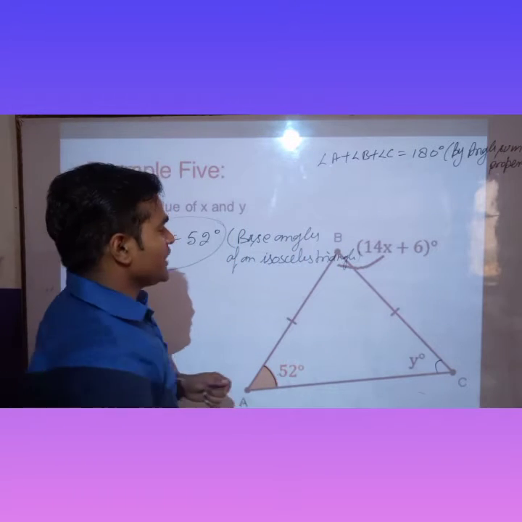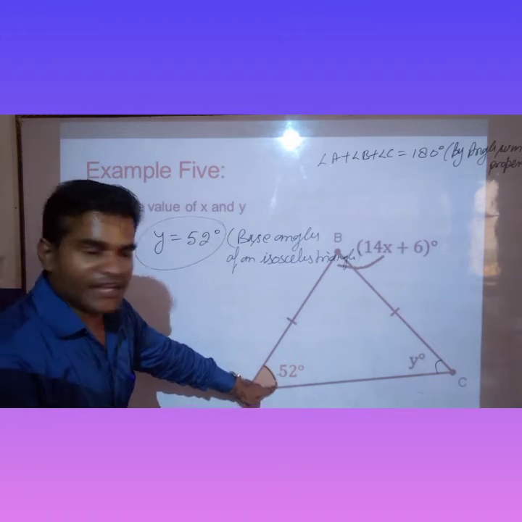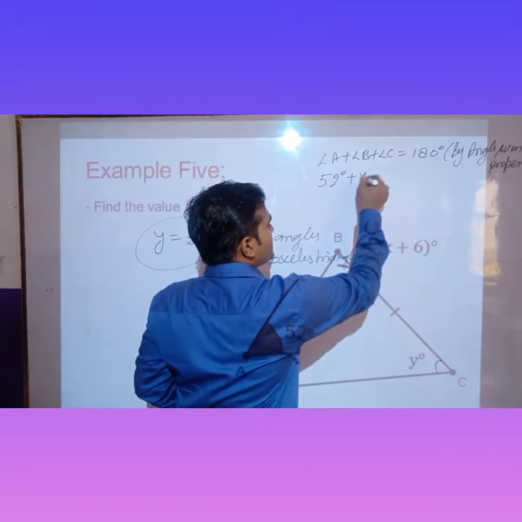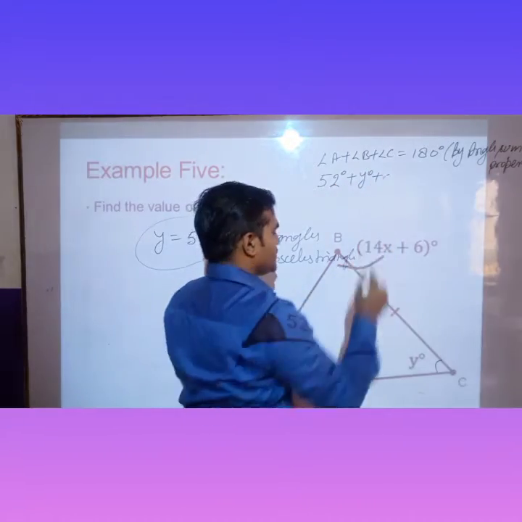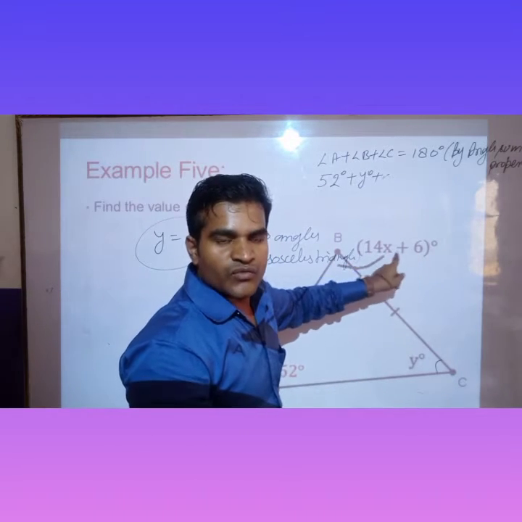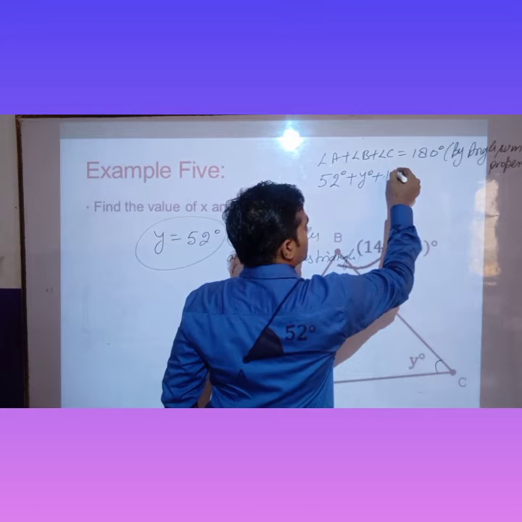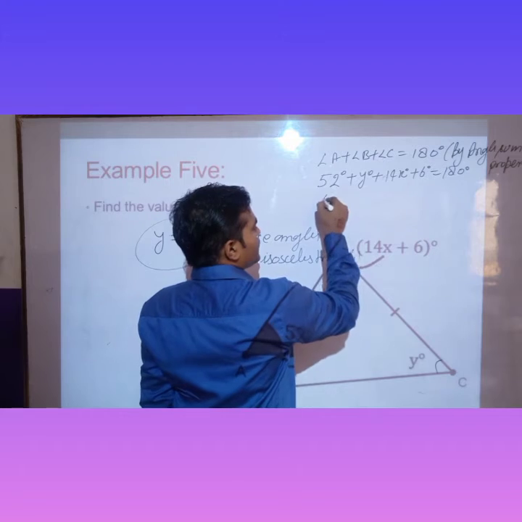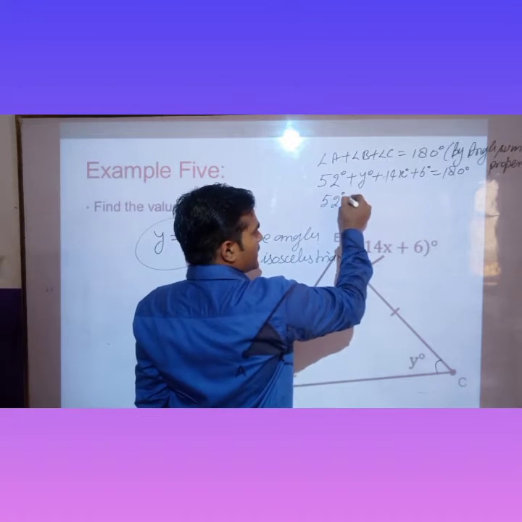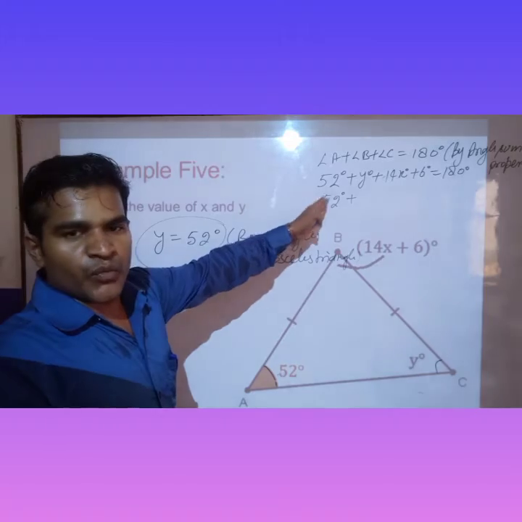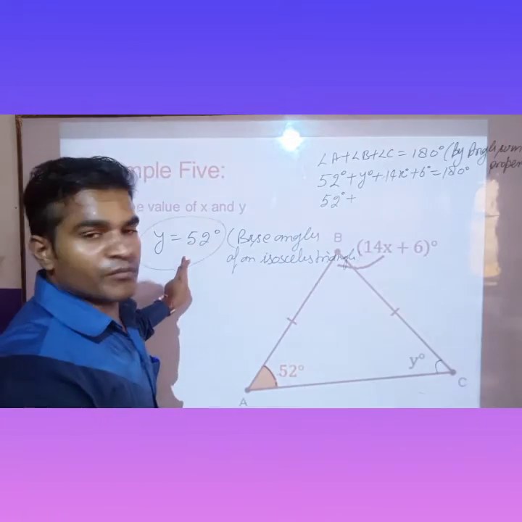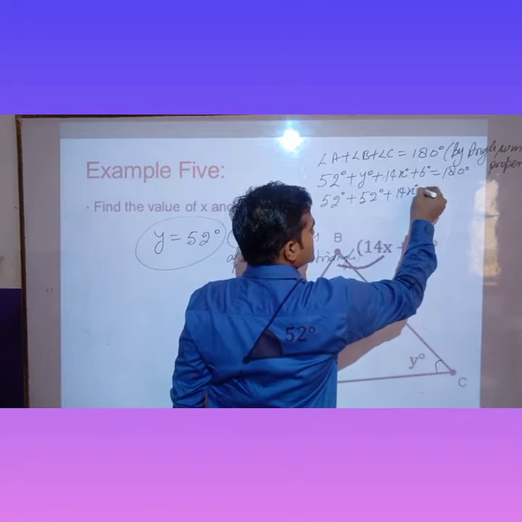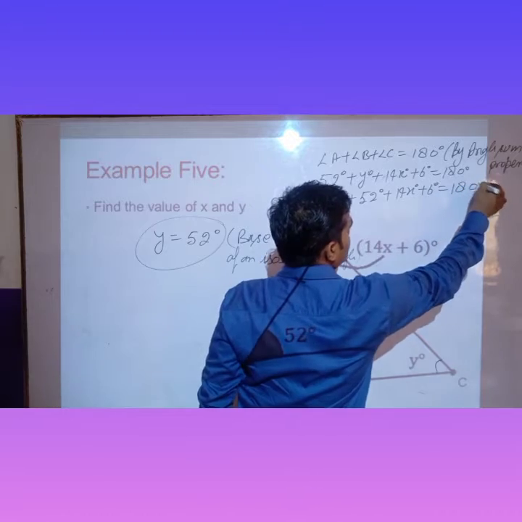Yes. So children, angle A is 52 degrees, already given, plus angle B, which is given as y degrees, plus angle C, which is given as 14x plus 6 degrees, is equal to 180 degrees. Now, what is the value of y which we found? That is 52 by base angles. So 52 degrees plus 52 degrees plus 14x plus 6 degrees is equal to 180 degrees.